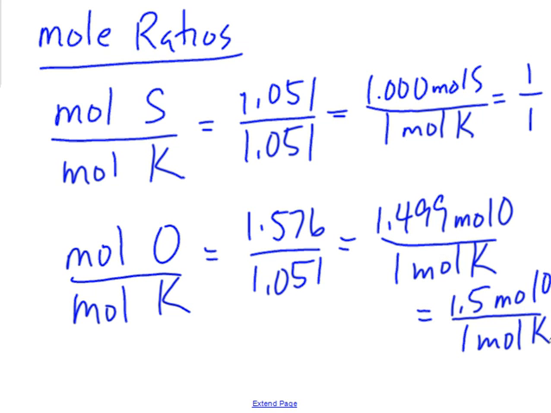Can you see the formula jumping out at you? You could, at this point, if you want, write the formula as KSO1.5. Do you agree? What's the small problem, though, with that? You never leave subscripts that aren't whole numbers. So what can I do with that? Double everything, and you get K2S2O3. And there is your empirical formula. Okay? Have a great day.